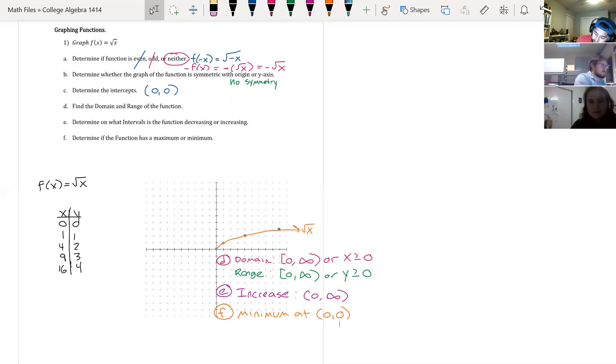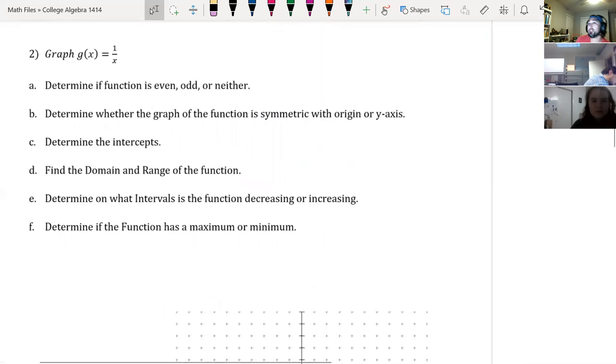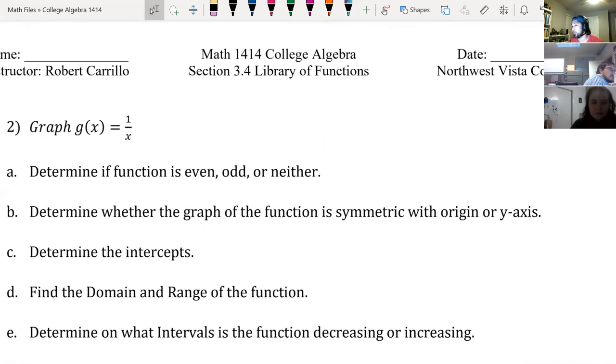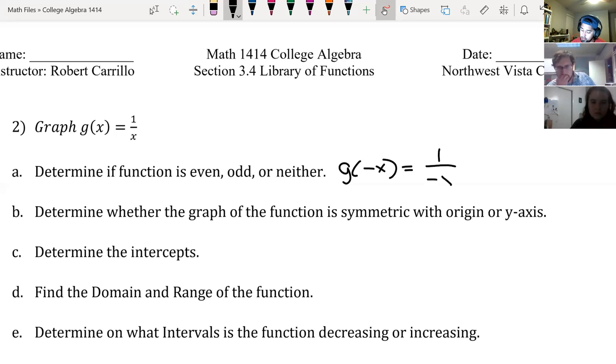Okay. So let's get to another function. Graph g of x equals 1 over x. So again, let's look at this algebraically and determine whether it's even, odd, or neither. So to be even or odd, we plug in negative x for every x. So you'll get g of negative x equal to 1 over negative x. So did we get back the original function?